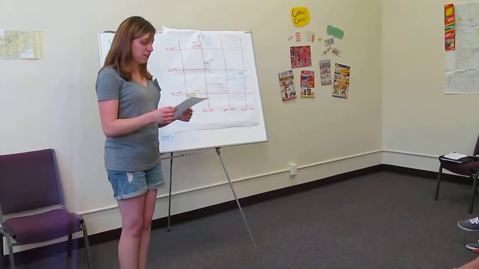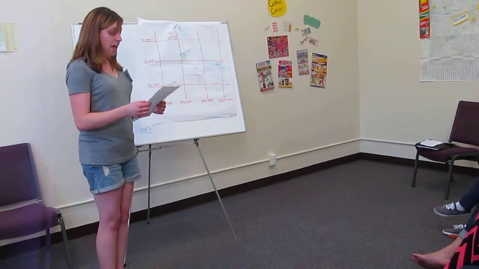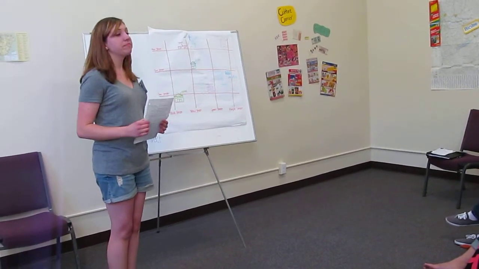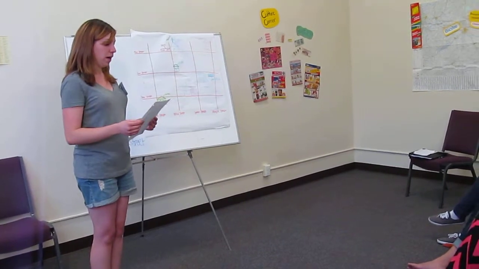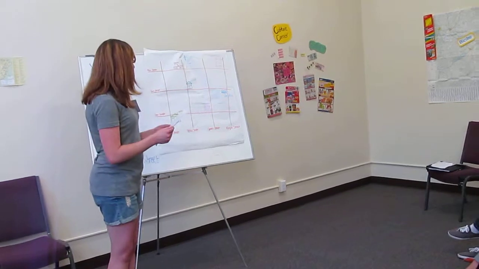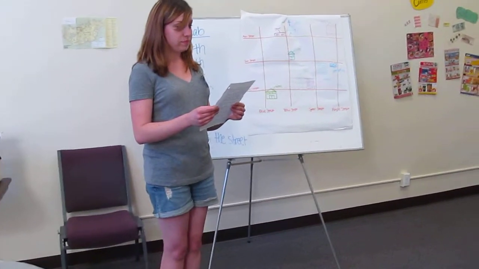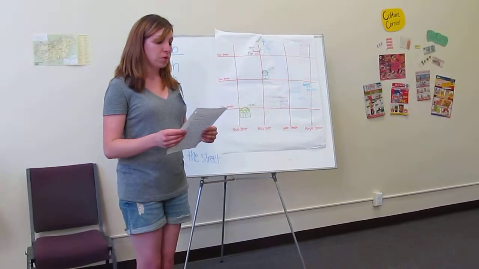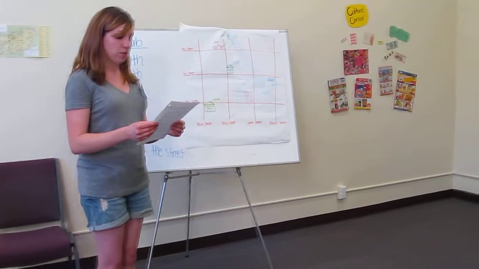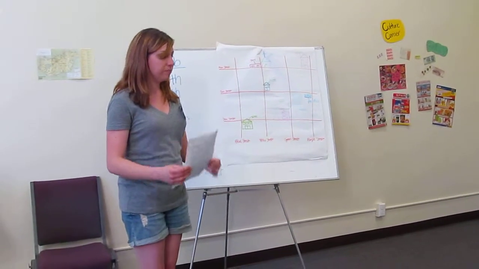Maria went north on Yellow Street, turned left on Main Street, and stopped. Two more times, okay? Maria went north on Yellow Street, turned left on Main Street, and stopped. One more time. Maria went north on Yellow Street, turned left on Main Street, and stopped.